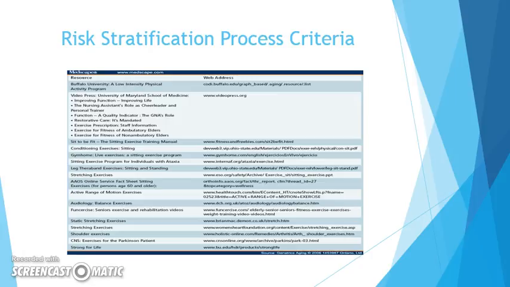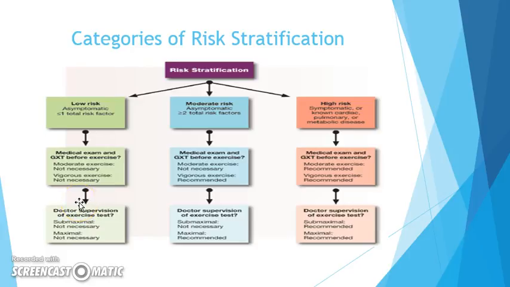This is just a page from our book showing risk stratification process criteria. This is where you would look to see what type of classifications or processes you would have to go through to get the okay for a possible exercise program. These are the categories of risk stratification: low risk, moderate risk, or high risk, depending upon what you answered on the PAR-Q questionnaire and what your doctor gives you clearance to do.